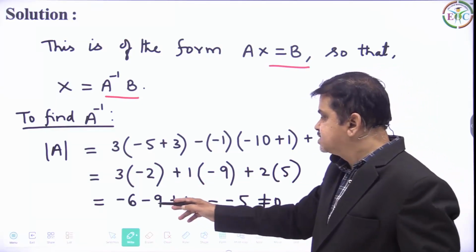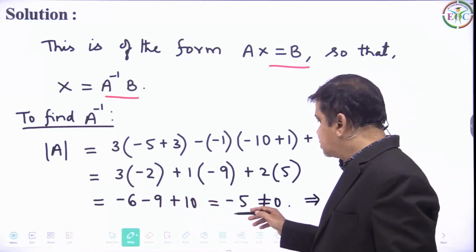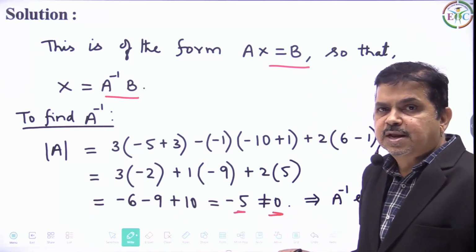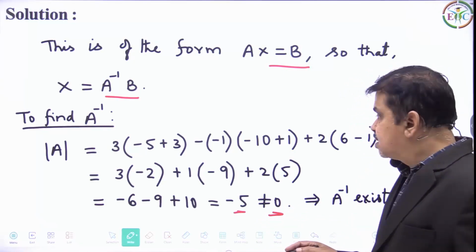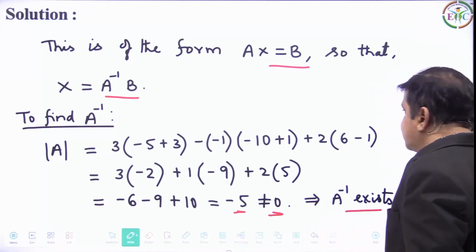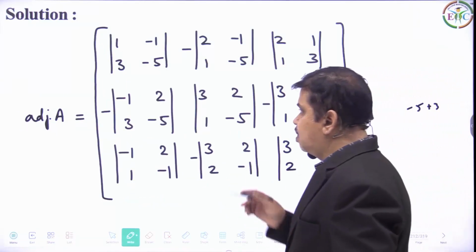So this is equal to minus 6 minus 9 plus 10, which will be equal to minus 5, which is not equal to 0. So therefore A is a non-singular matrix, and therefore A inverse exists. And further we have to find out adjoint A.